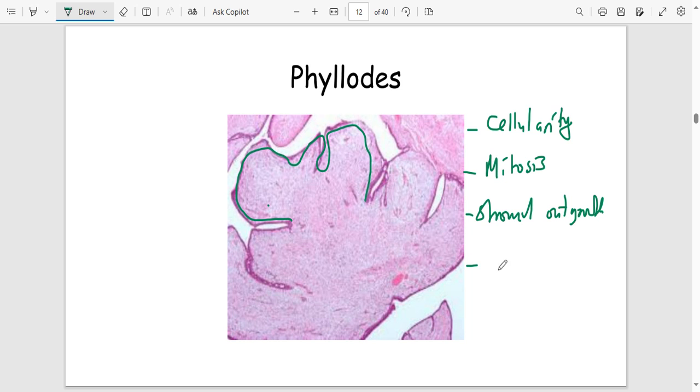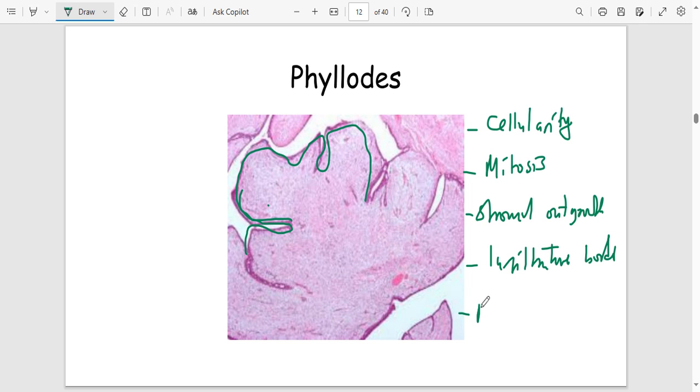And then besides that, there are also infiltrative borders. You can tell from the picture, these borders are going in, that's to infiltrate. Okay. Mitosis is causing the stroma to overgrow.